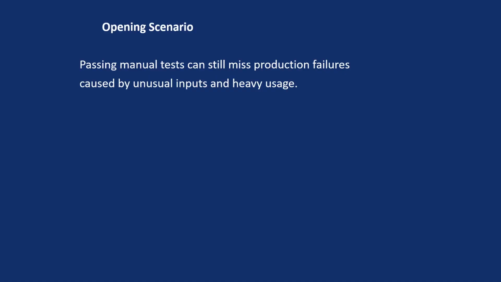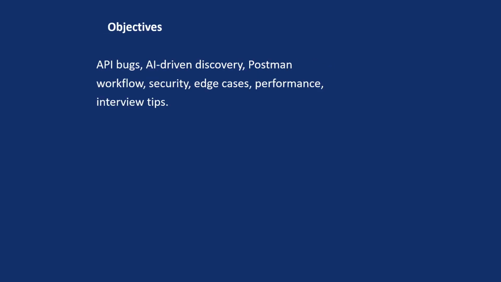So, in this video, we will learn why humans miss API bugs, how AI finds hidden API issues, a real Postman testing flow, positive plus negative plus edge API bugs, security and performance bug detection, an AI prompt for bug discovery, and the real QA mindset used in companies. Everything will be explained in a very simple way, so just stay tuned.